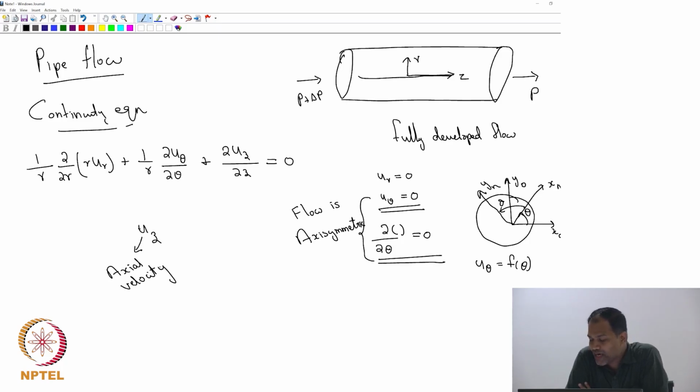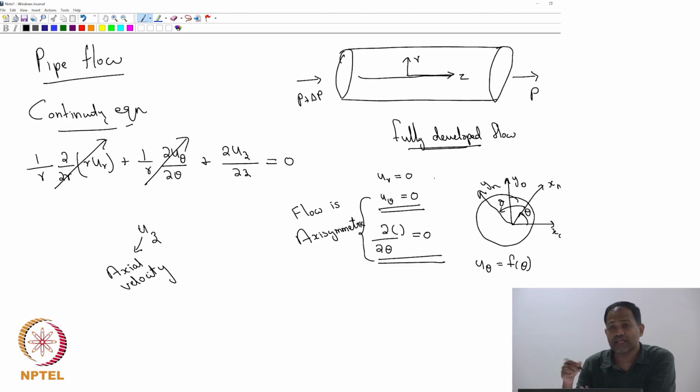You can't assume both of them to be 0 as a consequence of fully developed flow. You can take one of them and the other can be shown to be consistent with fully developed flow. So let me just show you. If you take ur equal to 0, u theta equal to 0, the continuity equation says that's gone, and only this is left, which is what our fully developed flow is. So the only thing I am saying is that fully developed flow and these two assumptions are consistent.